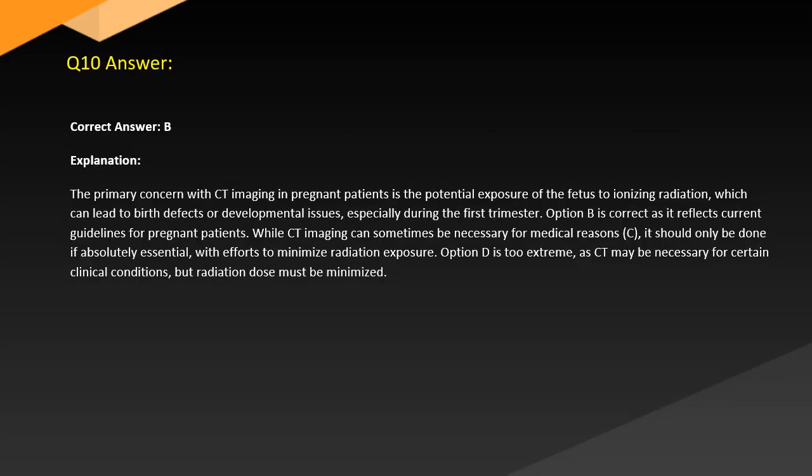Answer. Correct answer: B. Explanation. The primary concern with CT imaging in pregnant patients is the potential exposure of the fetus to ionizing radiation, which can lead to birth defects or developmental issues, especially during the first trimester. Option B is correct as it reflects current guidelines for pregnant patients. While CT imaging can sometimes be necessary for medical reasons, it should only be done if absolutely essential, with efforts to minimize radiation exposure. Option D is too extreme, as CT may be necessary for certain clinical conditions, but radiation dose must be minimized.